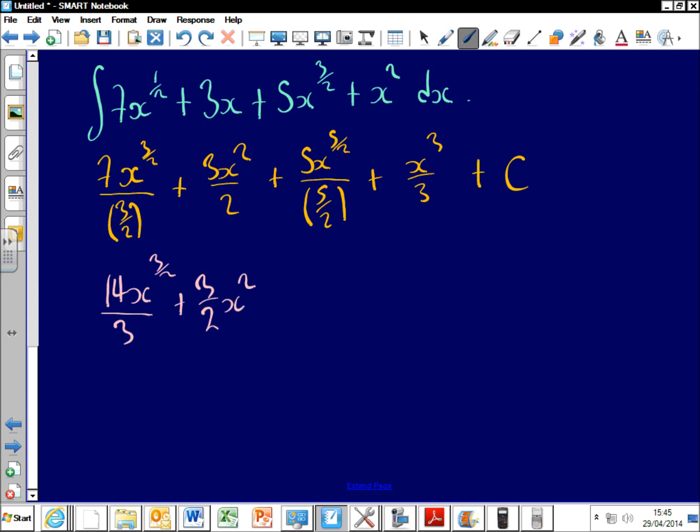x squared. This one then, what's this one going to be? 10x to the power of 5 over 2 over 5. What's 10 divided by 5? So that's just 2, yeah? And this one can just stay like that. That's x cubed over 3 plus c. Okay, excellent. In its simplest form, I think that is probably its simplest.